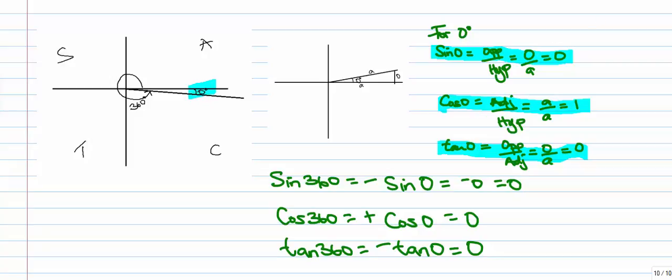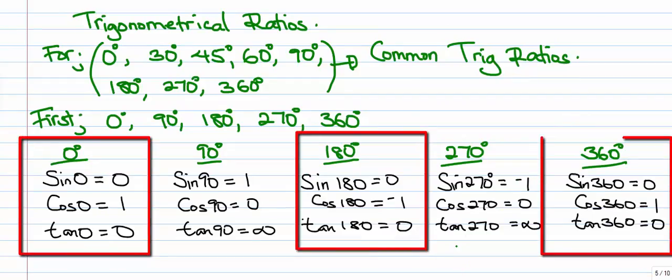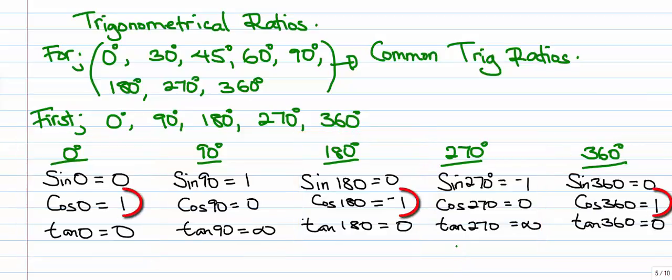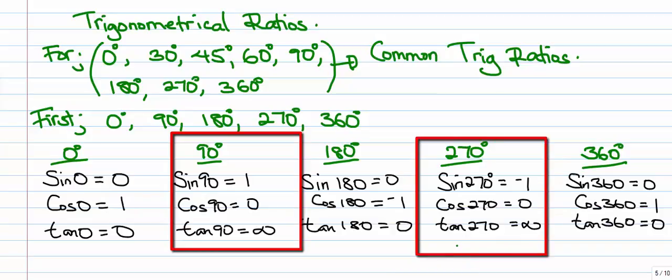Please note that the trig ratios of angles of 0, 180, and 360 are the same. The only difference is they keep changing in the signs when you apply the law of CAST, and those of 90 and 270 are also the same.